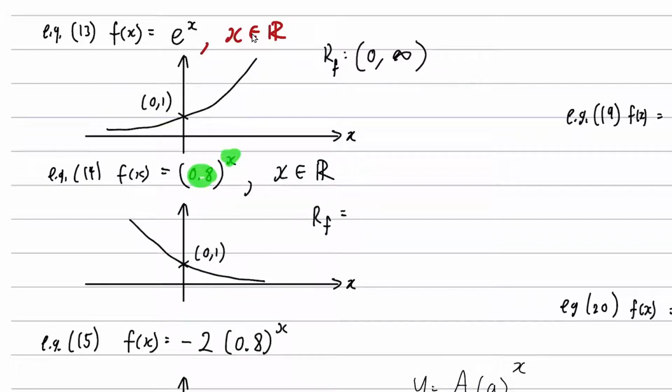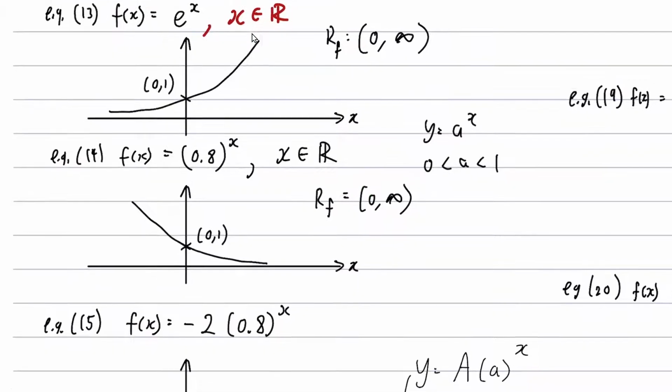Next one, example 14: 0.8 power x. In general, y equals a power x, where 0 less than a less than 1, the graph will just go in the opposite direction. Instead of going upwards, it goes downwards, because it's now a fraction. What's the range? Domain is same as the previous one. Okay, good. 0 to infinity. Good. Round bracket, make sure you got round bracket.